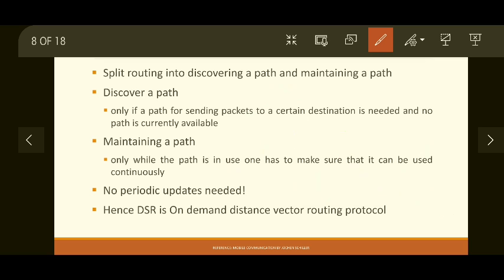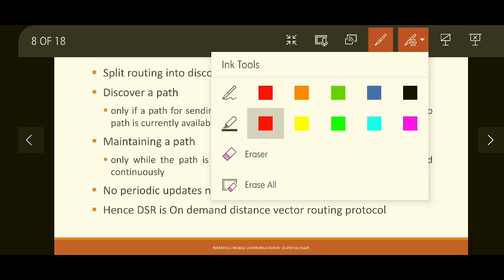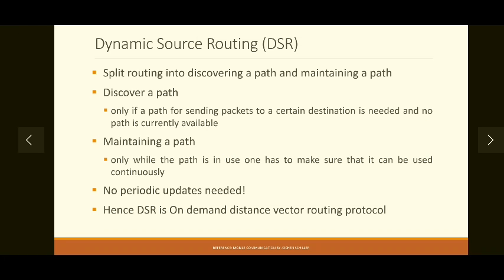So based on this source routing, there is DSR, the dynamic source routing protocol, which splits the routing into two steps. First is discovering a path, and then maintaining the discovered path. So in the first step, whenever we have data to transmit, only then we will find a path towards the destination.